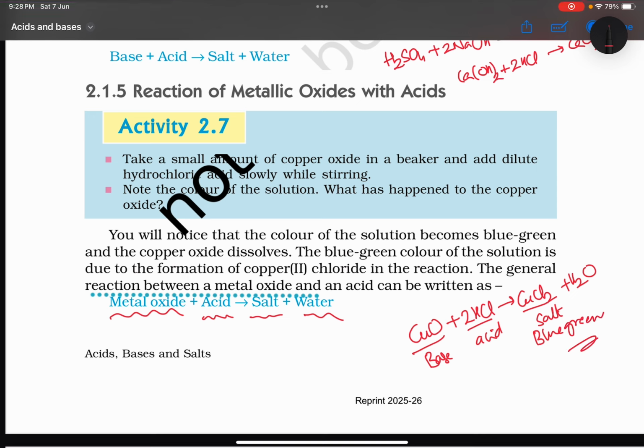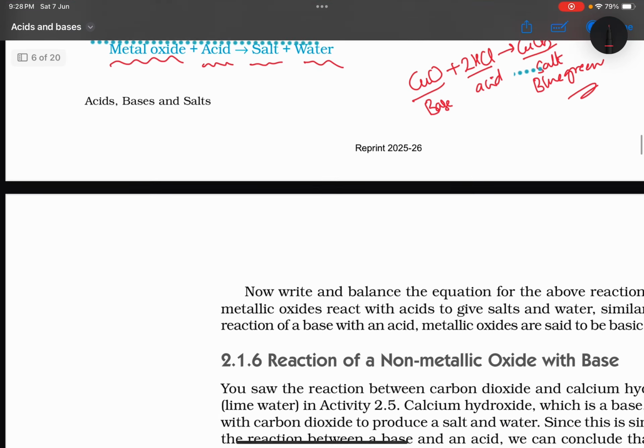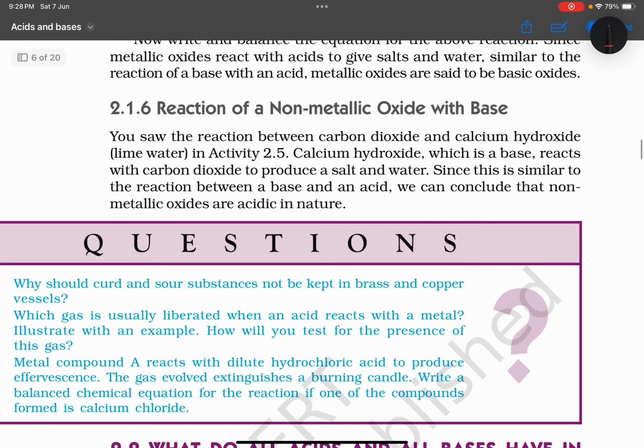The general reaction between the metal oxide and acid can be written, as I have mentioned with the example also: CuO plus 2HCl gives CuCl2 plus H2O. Now write and balance the equation for the above reaction. Already we have done. Since metallic oxides react with acids to give salts and water, you can say metallic oxides are basic in nature. Similar to the reaction of a base with an acid, metallic oxides are said to be basic oxides. Metallic oxides means basic oxides.